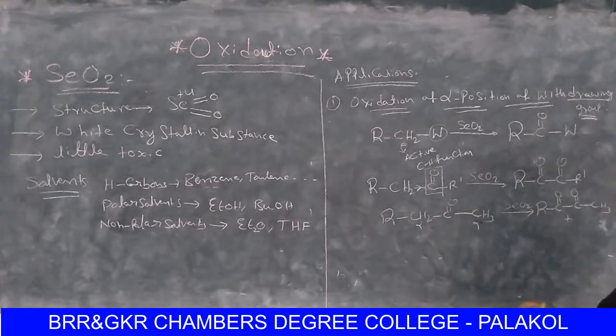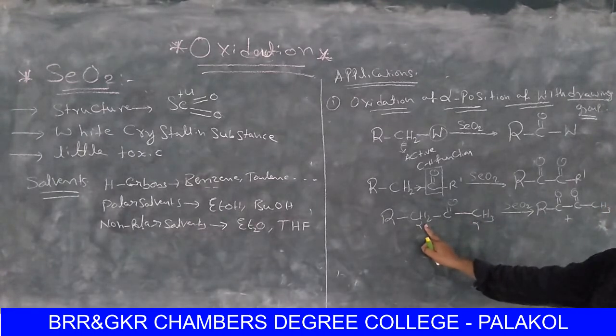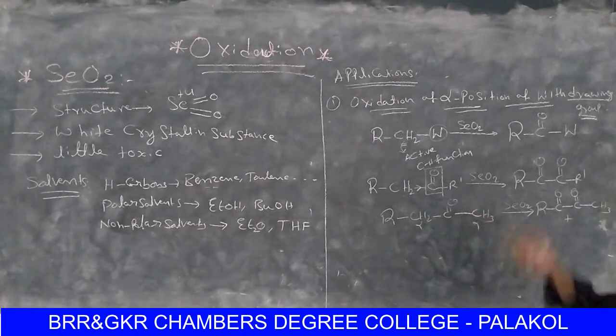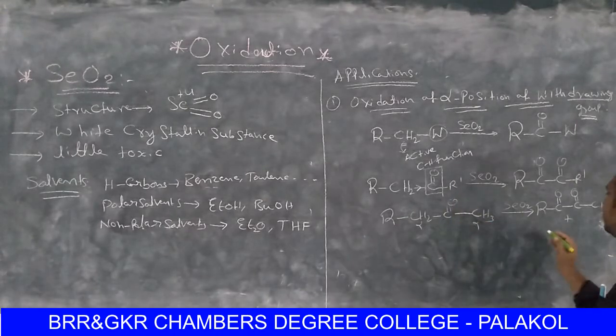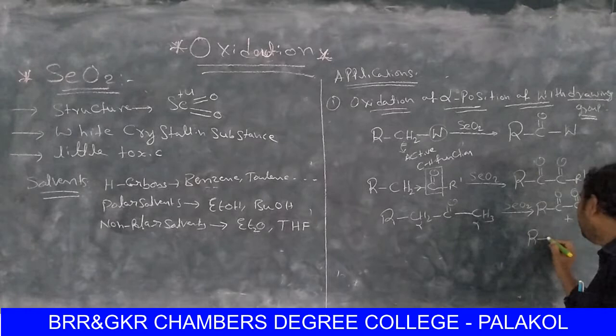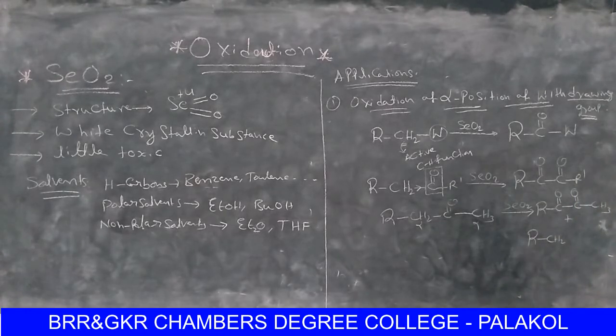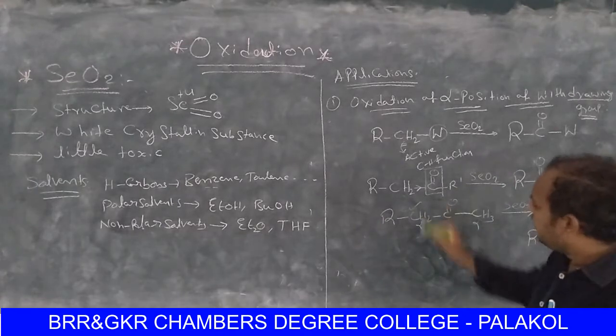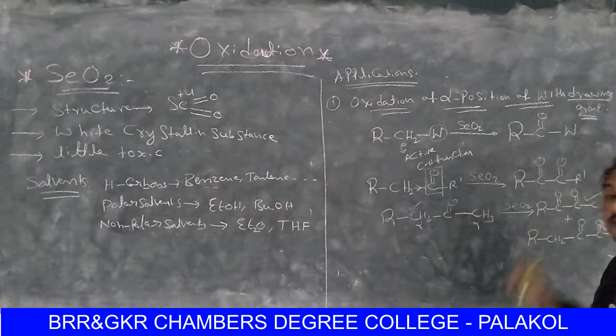In another case, suppose CH2 does not react, but CH3 reacts. Then we can write one more product: CH2 is not influenced, then C double bond O, and CH3 is converted to C double bond OH. But among these two products, which is the major product? This first one is the major product, which means oxidation readily takes place at CH2 rather than CH3.